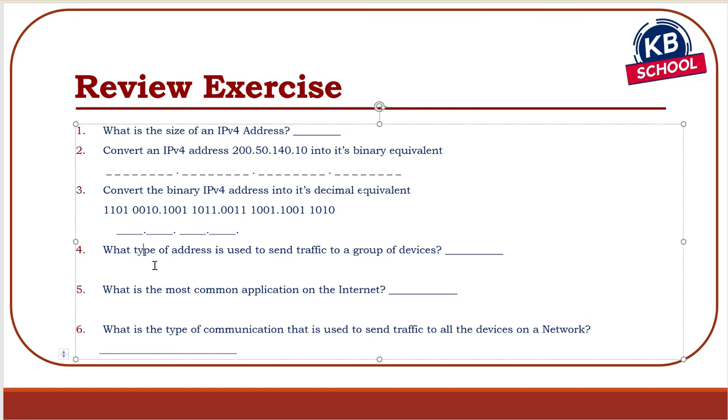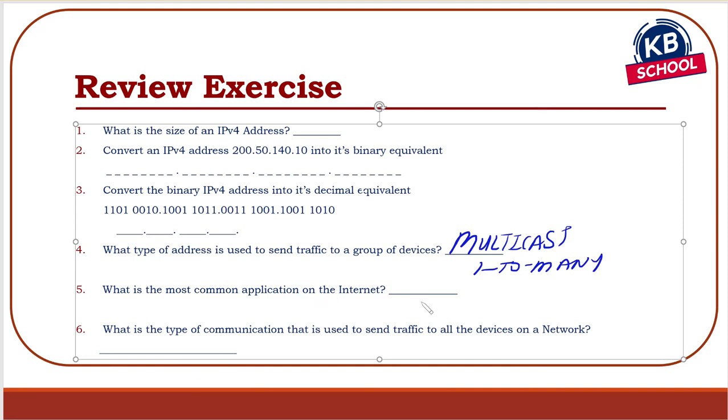All right, the third one, third answer over here now. Third one we've done. Fourth now. What type of address is used to send traffic to a group of addresses? That's your multicast address. Multicast is that one-to-many communication.